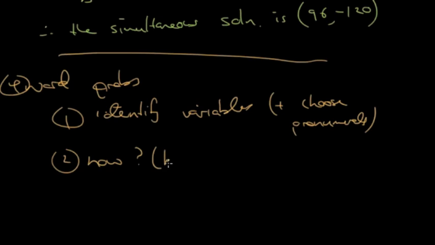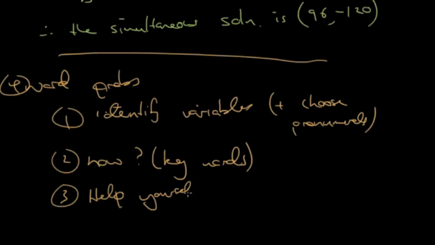So this is keywords. So things like for every would be a multiplication, or he gets an additional. You have to make sure you added an extra one for every other unit. So yeah, but it's just really a matter of practice. 3, help yourself, which is just organization.